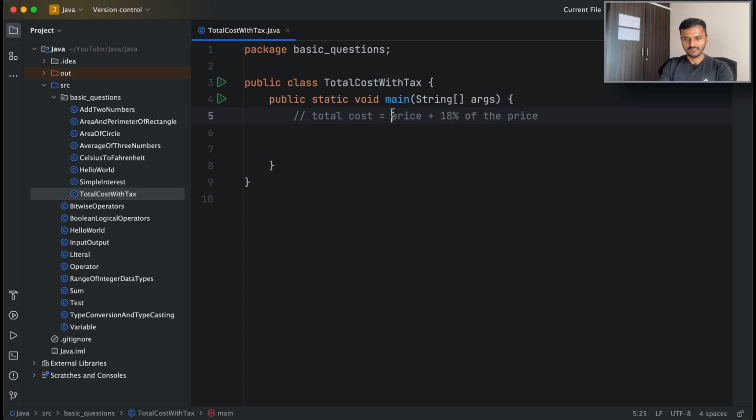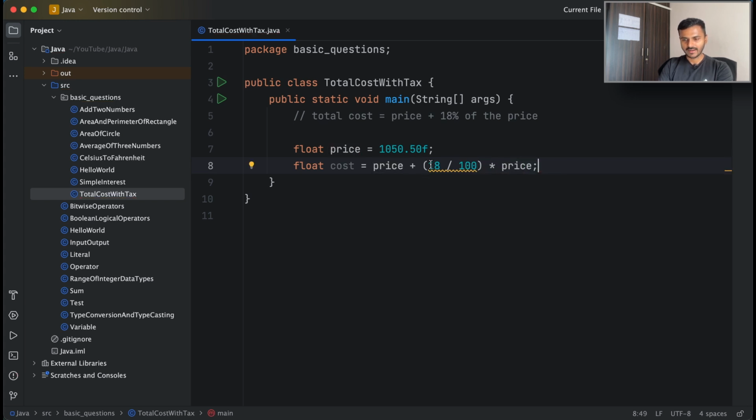Now over here, what do we need? We need price, of course. That is the only input we need to find the total cost. So we'll have a variable called price of type float, and we'll say, for example, 1050.50. Then we need to find the total cost. Now total cost, as we know, is price plus 18% of the price. But how can you write 18% here in the Java code? Now we know that 18% is 18 divided by 100, right? Which is 0.18. So you can write 18 by 100 multiplied with the price.